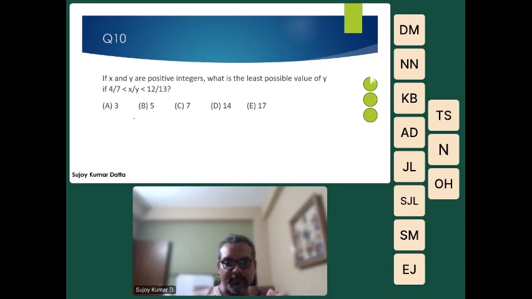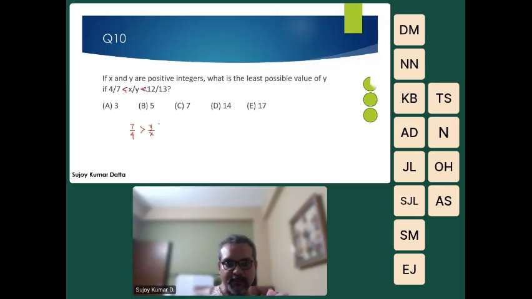Reversing this, I'm now going to get 7 over 4. This less than now becomes greater than y over x. This becomes greater than 13 over 12. Ideally, I should have written it like this: y over x less than 7 over 4, greater than 13 over 12, because we usually write the larger number on the right hand side.